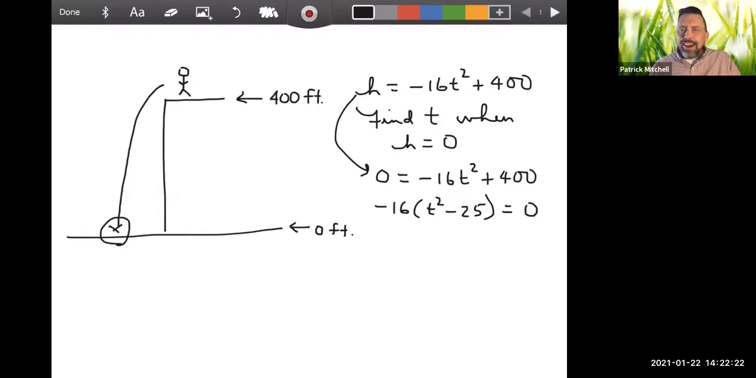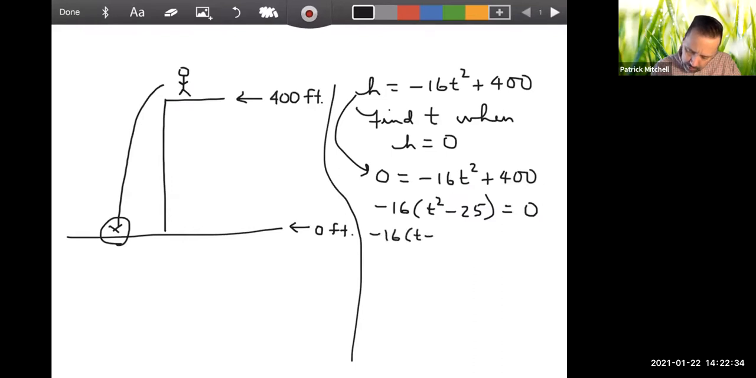All right, so t squared minus 25, that looks familiar. We know that'll factor into t minus 5, t plus 5. Okay, so now if something times something times something equals 0, we talked about that in the last section. That means that one of those somethings is 0.